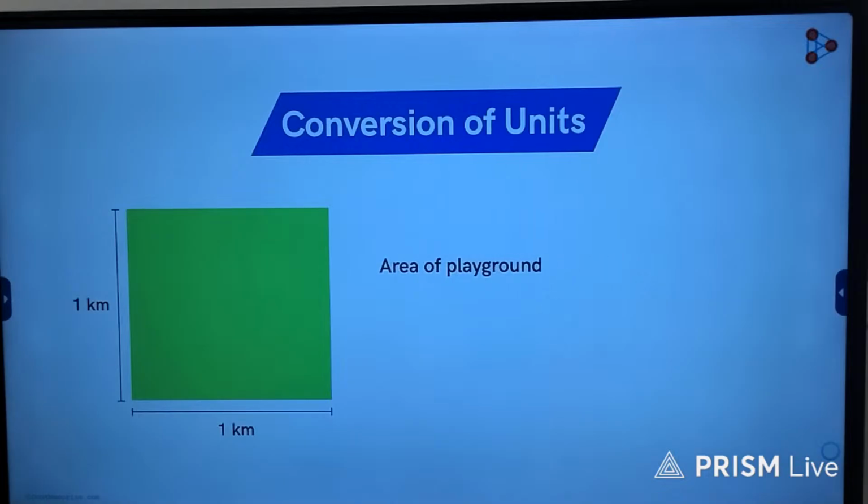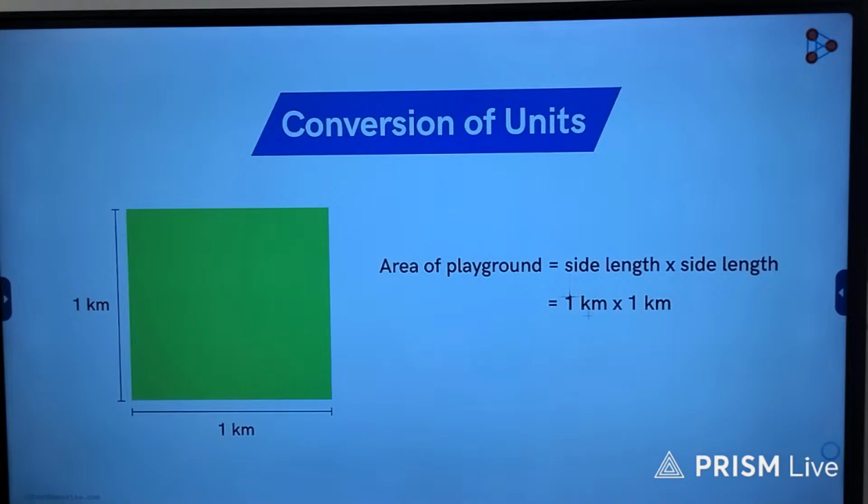Yes, it's nothing but the multiplication of the length of its two sides. Let us see what is the unit we get on multiplying the two sides. We get kilometer square as the unit of its area. Now, what if we wish to express the length of this playground in meters? What would be the area of this playground in that case?